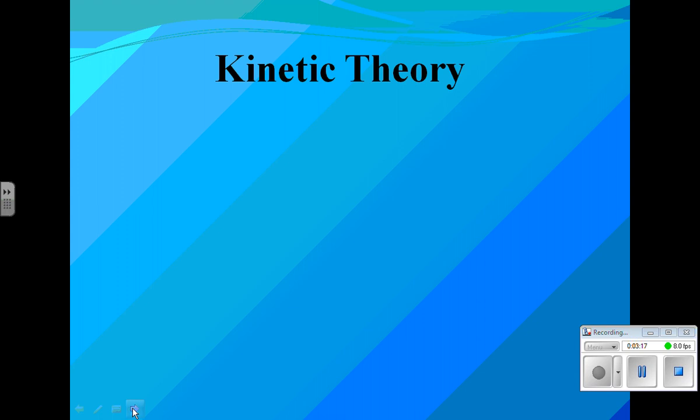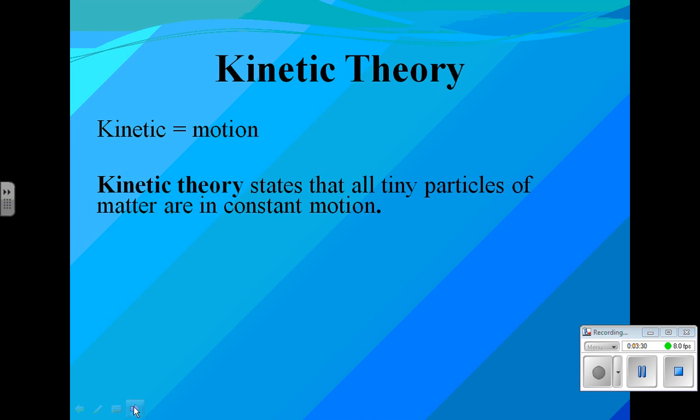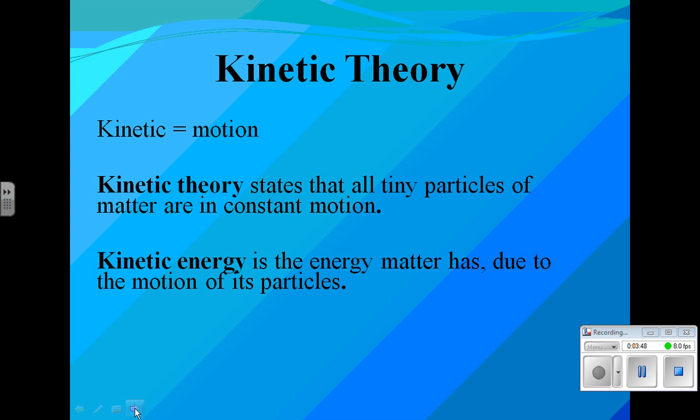Now, the kinetic theory, which isn't actually written in your notes per se, is discussing the motion of particles. Kinetic means motion. It states that all tiny particles of matter are in constant motion. Every single one of our cells and our atoms are vibrating all the time. We don't feel them individually, but they do vibrate. Kinetic energy is the energy matter has due to the motion of its particles. When we measure kinetic energy, we measure a temperature, believe it or not. The kinetic theory really helps us to distinguish the different states of matter.